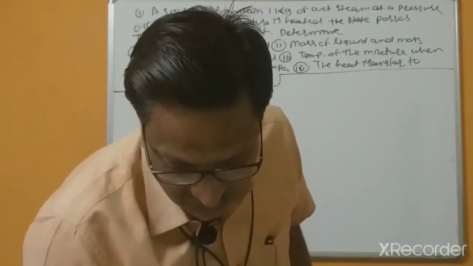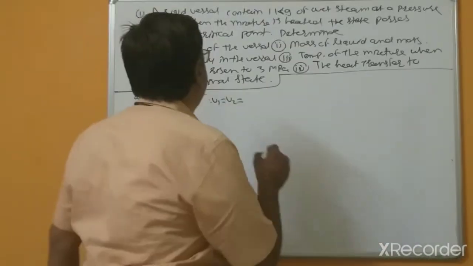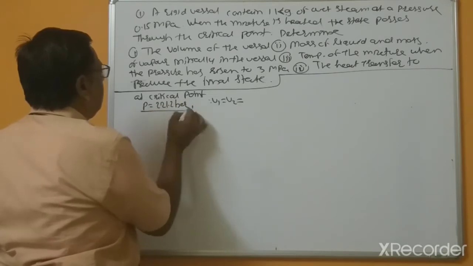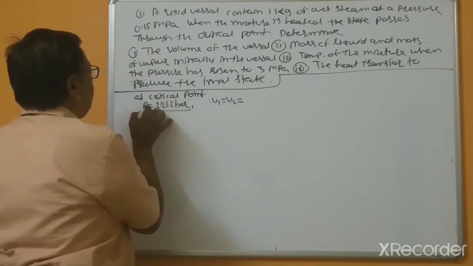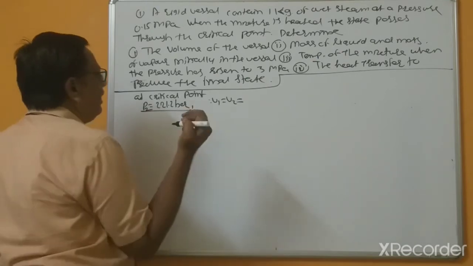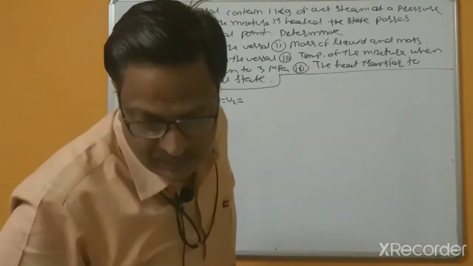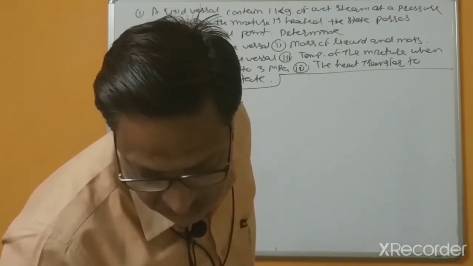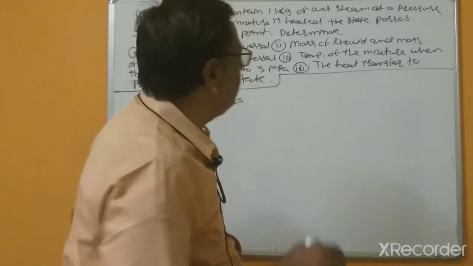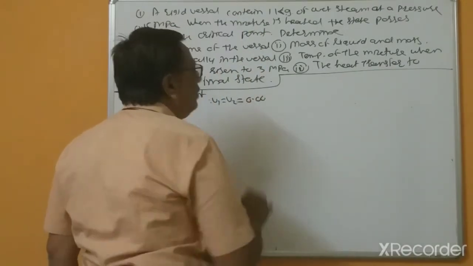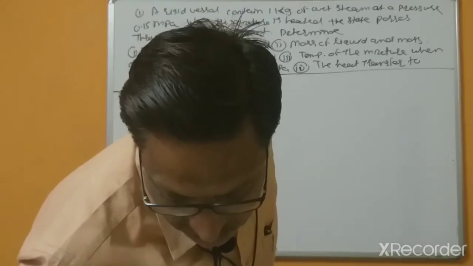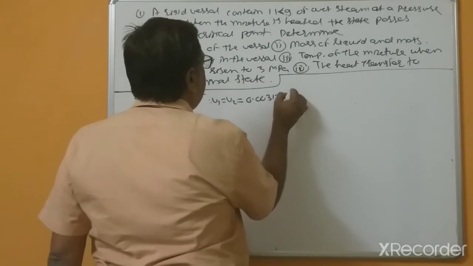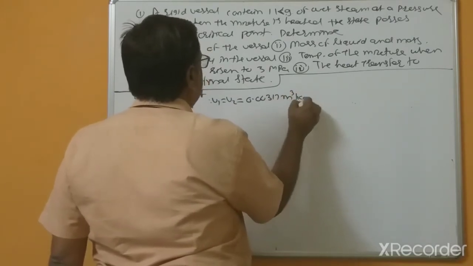This is pressures, 221.2 bar critical pressure, and this is supposed P2 final, and this V1 equal to 0.002 or 30, I will check. This is 0.0317 meter cube per kg.